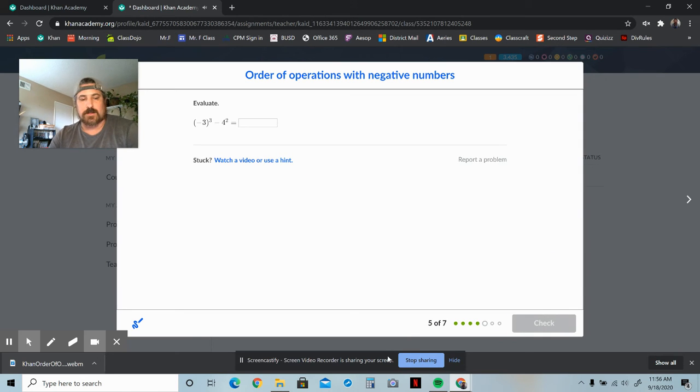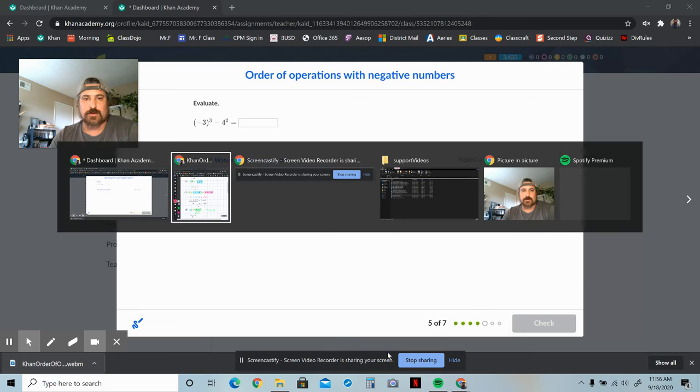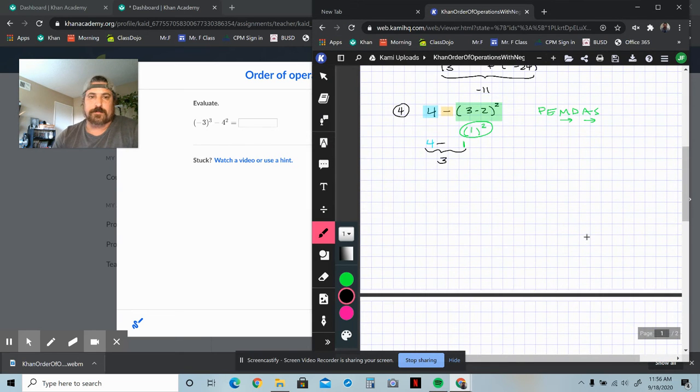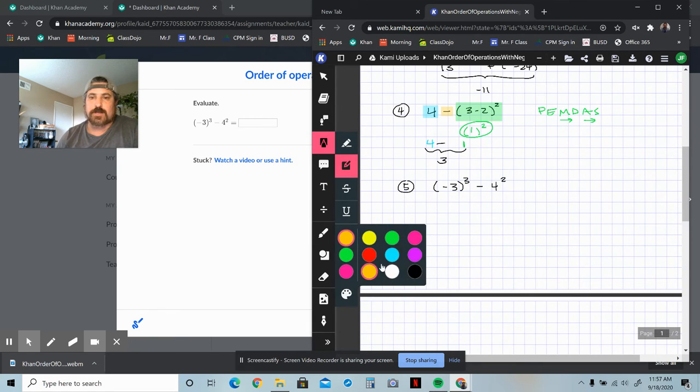Okay. So on this one, let's scroll down a little bit. We're going to copy it down and go through it one step at a time again. So this is going to be negative 3 raised to the third power minus 4 squared. Okay. Once again, look for your addition or subtraction outside of parentheses to separate it. You've got 2 terms here. You've got your negative 3 to the third power, and you've got your 4 to the second power. And they're going to be subtracted from one another.